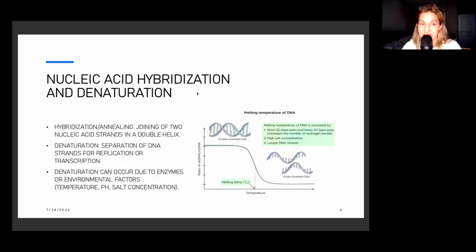Nucleic acid hybridization and denaturation. Hybridization or reannealing is a joining of two nucleic acid strands in a double helix. Denaturation, on the other hand, is a separation of DNA strands for replication or transcription, and it can occur due to enzymes or environmental factors, which are temperature, pH, or salt concentration.